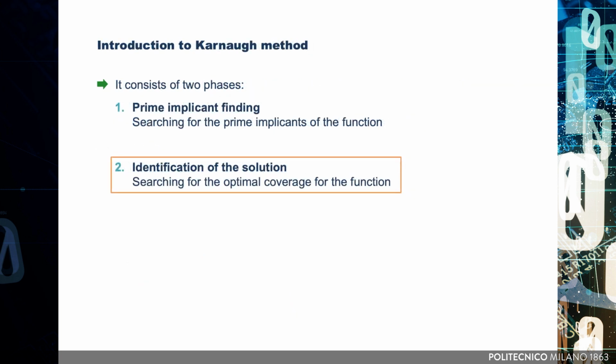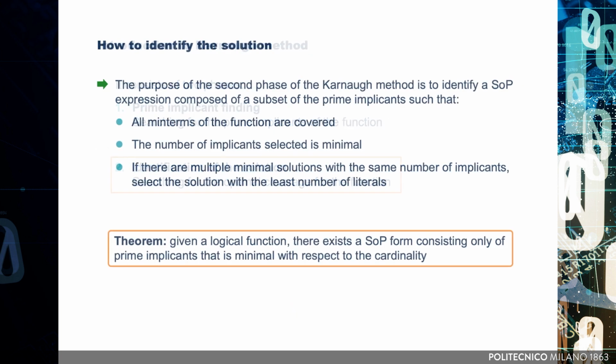Let's proceed with the second phase. The goal of the second phase is to identify an expression in the form of sum of products composed of the smallest subset of prime implicants such that all the minterms are covered. We remind you that we are looking for a solution in terms of a sum of products because this is the chosen reference model in accordance with the starting expression that is represented with the first canonical form.